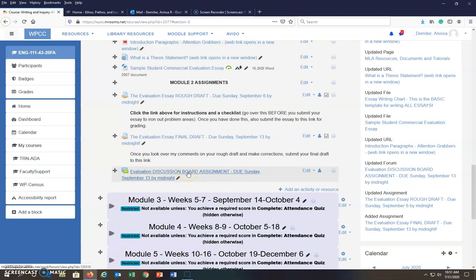And just keep in mind that the content of the discussion board assignment is totally different than the evaluation essay. In any of the other assignments, you cannot write about the commercials that are discussed in another assignment.